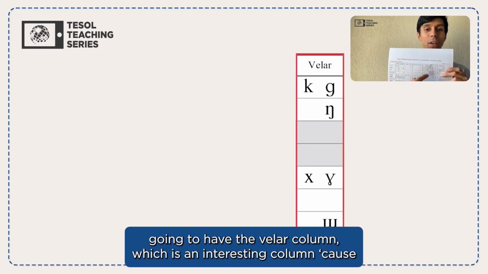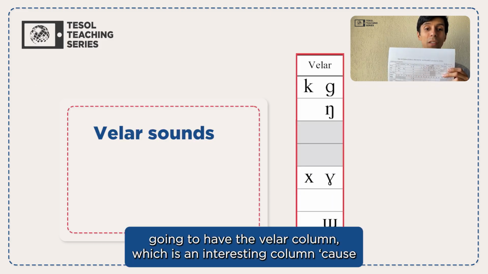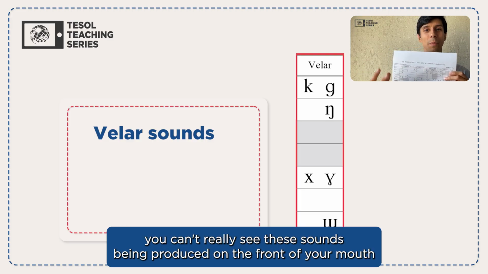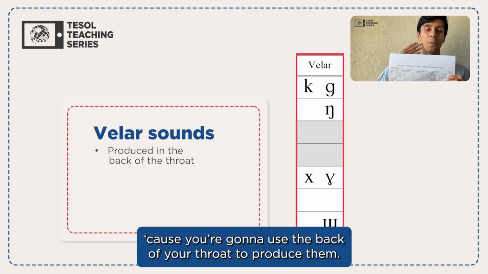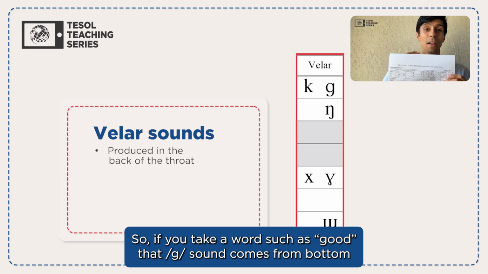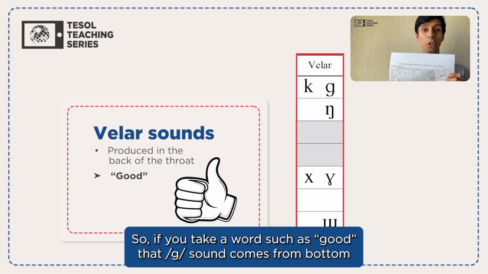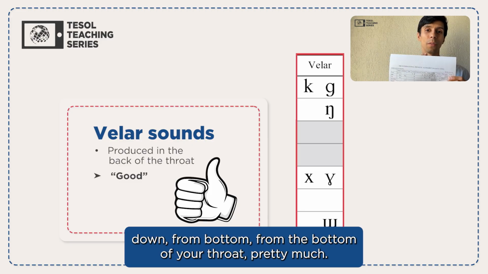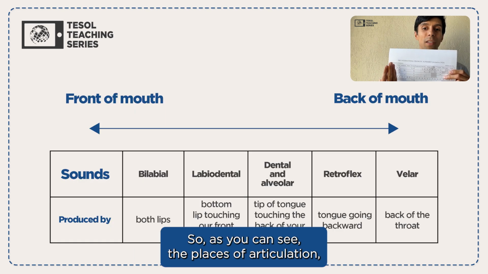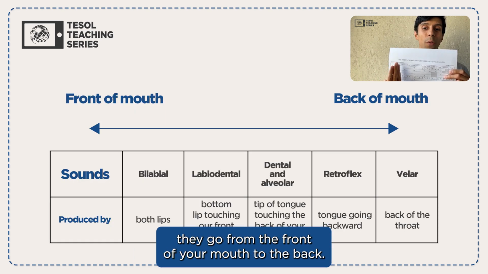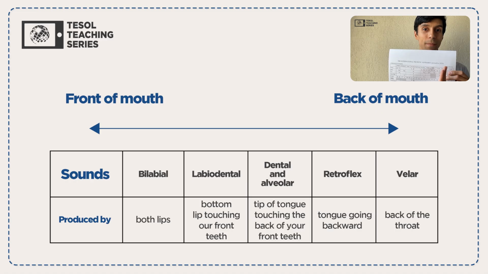And lastly, we're going to have the velar column, which is an interesting column because you can't really see these sounds being produced in the front of your mouth because you're going to use the back of your throat to produce them. So if you take a word such as good, that g sound comes from the bottom of your throat pretty much. So as you can see, the places of articulation go from the front of your mouth to the back.